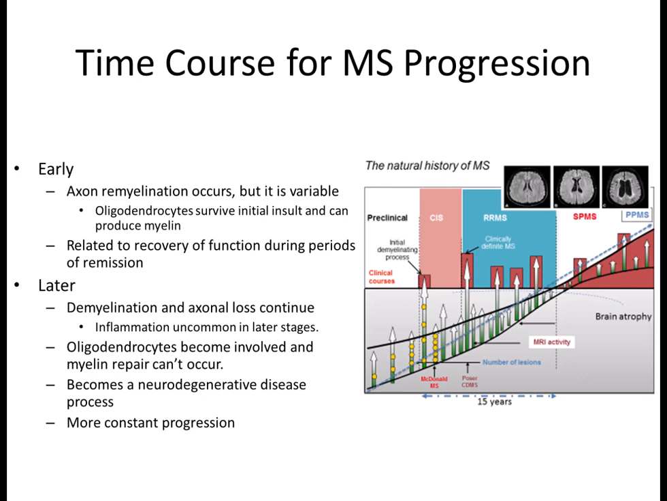Later in the disease process, you can see that after the demyelination, axon loss can occur. We talked about this early on. You don't have as much inflammation in the later stages, for example, primary progressive or secondary progressive, because over time, you're losing your axons. Your axons are becoming damaged. At this time, in the later disease stages for MS, it becomes a neurodegeneration process, and the disease progression is going to be more constant.